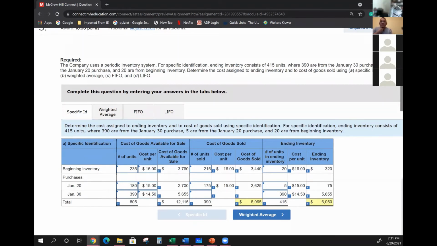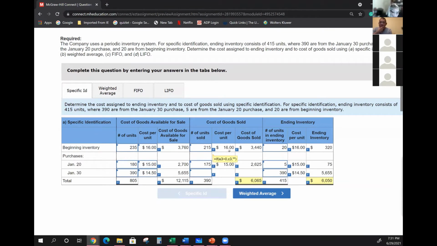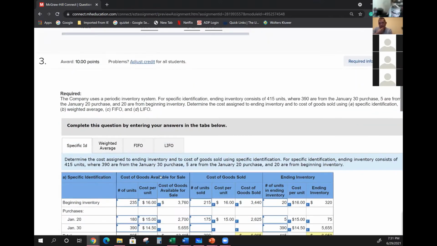Ending inventory consists of 415 units, where 390 were from January 30th, 5 from the 20th, and 20 from the beginning. Okay, it's giving me specifically what was left from those. So it's telling me that out of this batch, I had 215 units that I sold based on the information it gave me. And yes, you sold from your beginning inventory, and 20 remain. That's what's remaining because you sold so many out of that 235. Is that what it's saying?